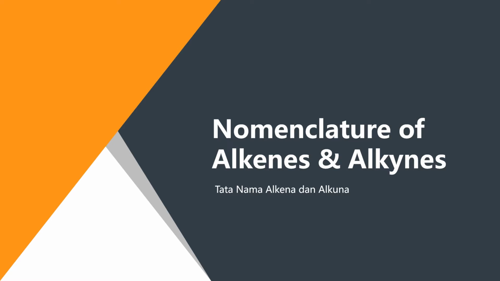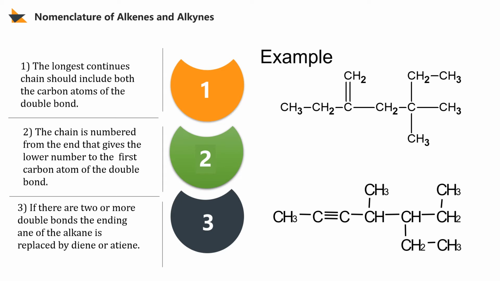In the previous chapter, we already learned about the nomenclature of alkane, and so today we're gonna learn more about the nomenclature of alkene and also alkyne. The rules are not really different from alkane, so you have to remember the rules that we learned before. This nomenclature has the same rules for alkene and alkyne, so I only wrote the different rules. Okay, this is the example of alkene and also alkyne.